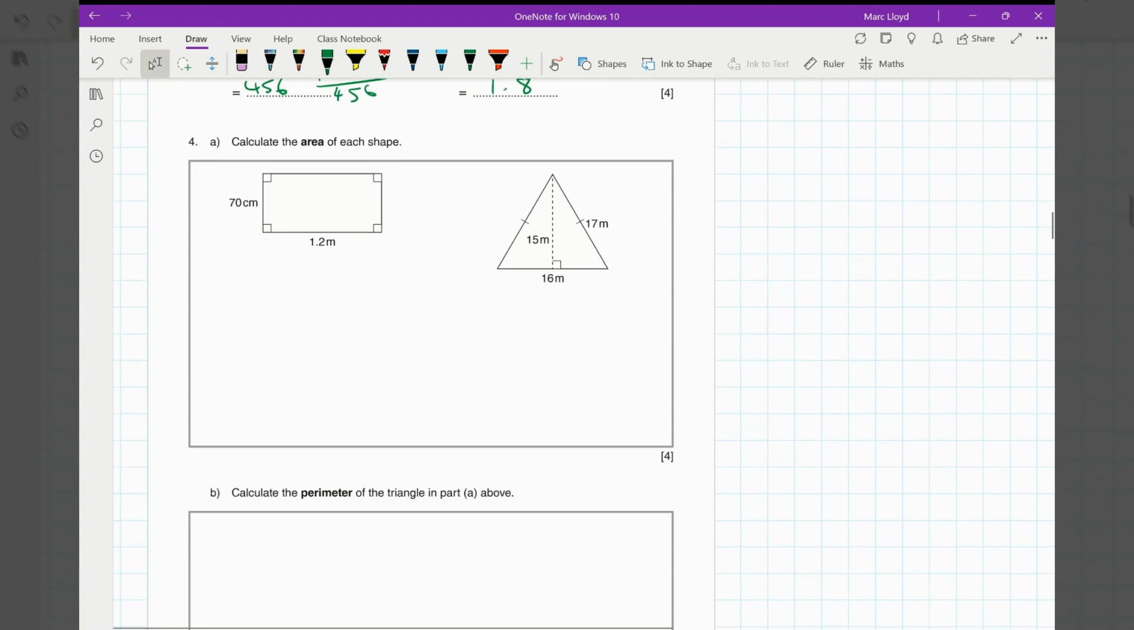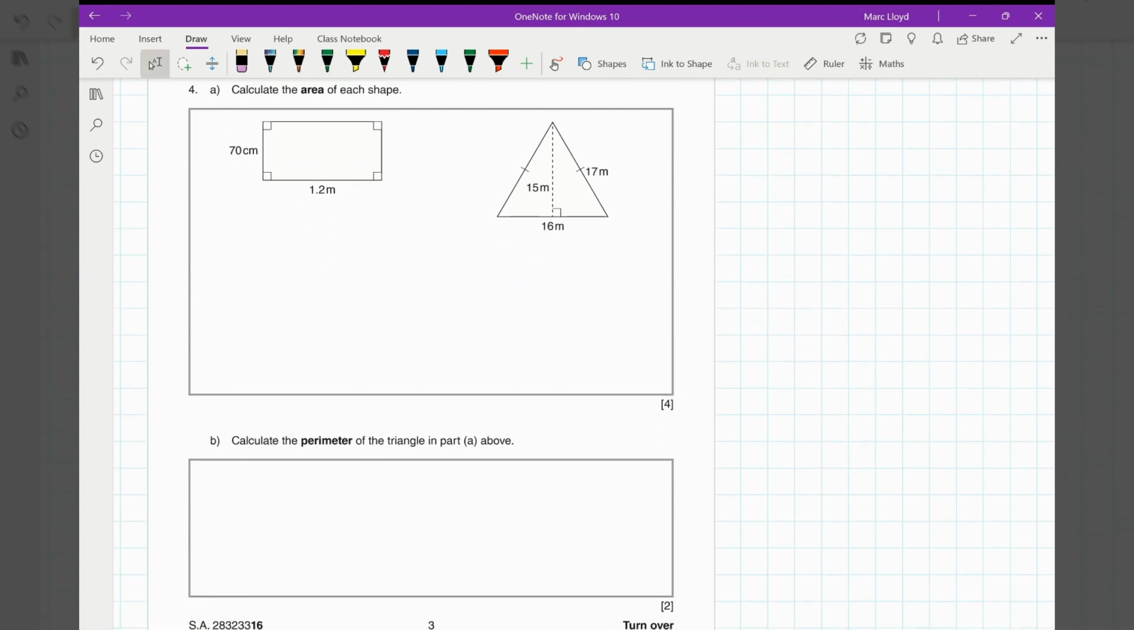Okay, question 4. We'll do this one and then I will pause it. 0.7 times by 1.2. Now, going back to the earlier part, to that front sheet, it says we have to give our units every time. That's why there's 4 marks in here. So they're going to knock some marks off, as I reckon, if we don't give our units.